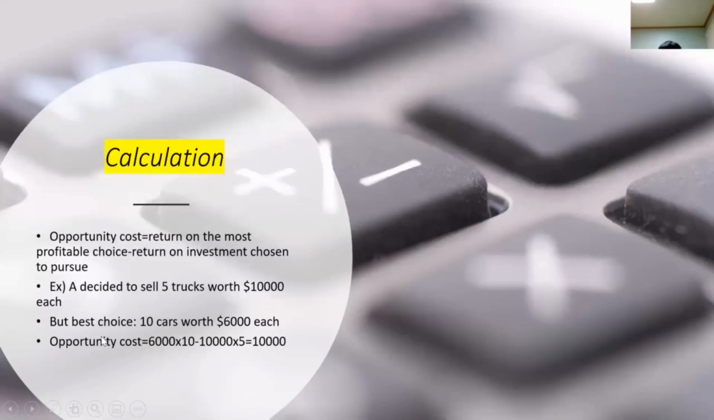And there are ways to calculate this opportunity cost. If I tell you the formula, the opportunity cost is the return on the most profitable choice minus the return on the investment chosen to pursue. An example: a person decides to sell five trucks worth $10,000 instead of 10 cars worth $6,000 each. The opportunity cost for this situation will be 6,000 times 10 minus 10,000 times 5, so it would equal $10,000 in total.